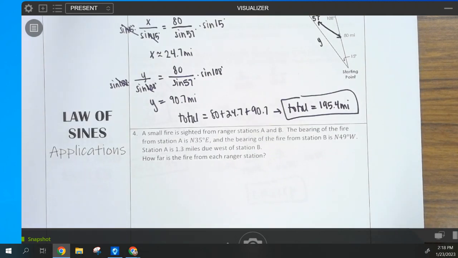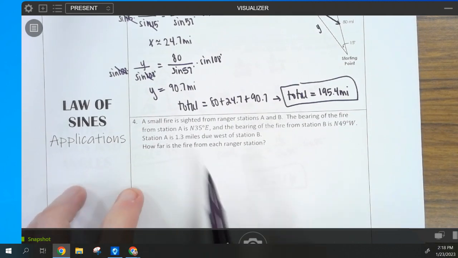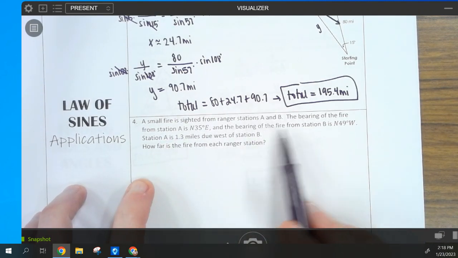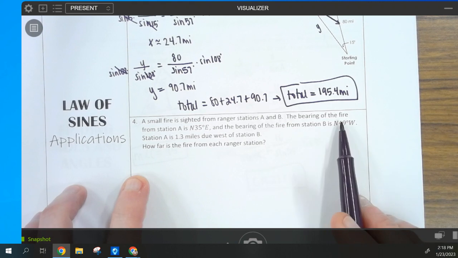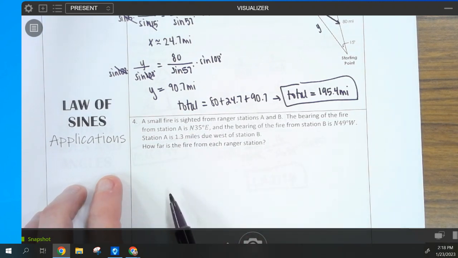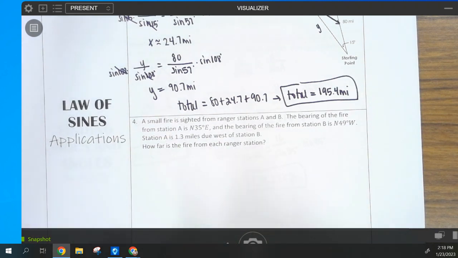So in our second example, we're going to draw our own picture. We're looking for a fire that's sighted from ranger stations A and B. The bearing of the fire from station A is 35 degrees east of north. So east of north means that I'm going to go and head towards the right of station A.